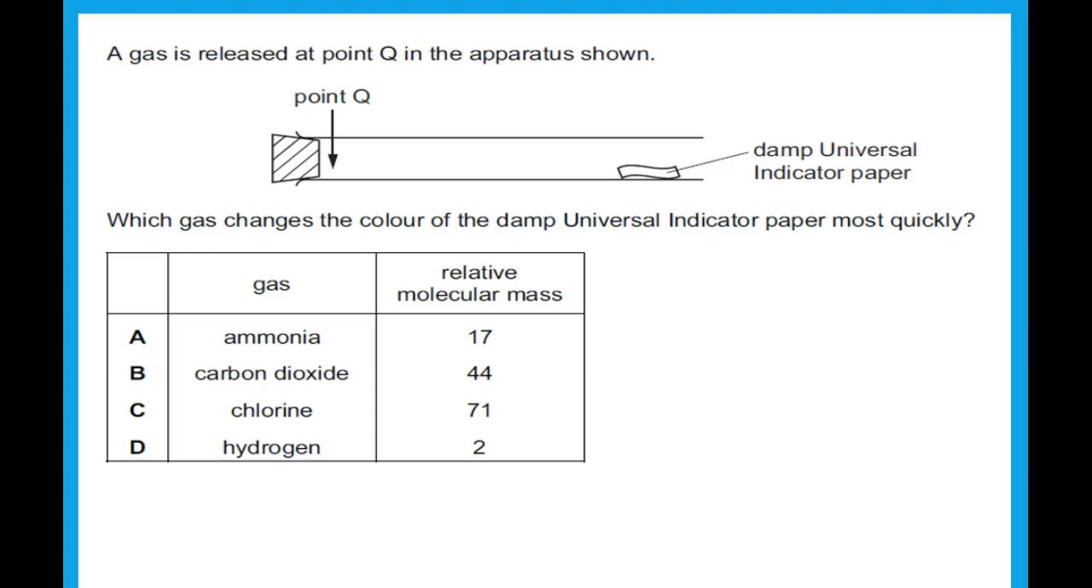So we look at the next lowest relative molecular mass. The next lowest relative molecular mass is ammonia. Ammonia would change the color of damp universal indicator paper because ammonia is an alkaline gas, or a basic gas, so our answer is A.